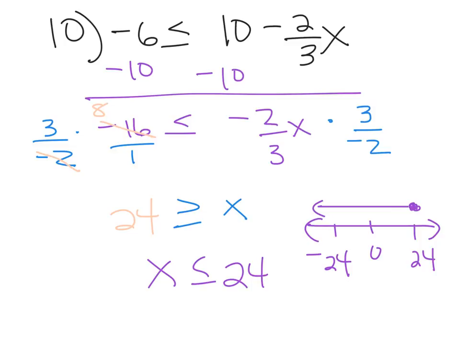You have to multiply both sides by 3 over -2, which means you have to flip the sign. So here is flip number 1. And then we had to flip the sign again because the variable was on the wrong side, so we had to flip it and we got x is less than or equal to 24.